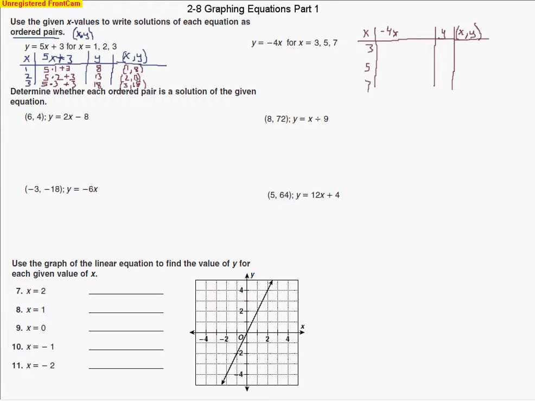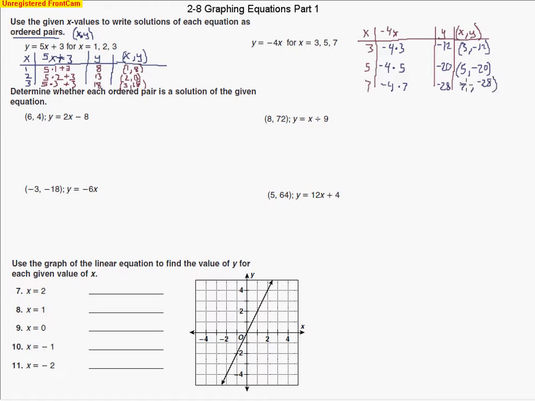So let's go ahead and substitute. We're going to take that 3 and put it in for x. So it's negative 4 times 3. Well, that gives me negative 12. So my ordered pair is 3, comma, negative 12. Now look at the next one. Negative 4 times 5. Well, that gives me negative 20. And so I'd write down 5, negative 20. And the next one, put the 7 in place of x, so it's negative 4 times 7. So that makes negative 28. So I'd write the answer as 7, negative 28.